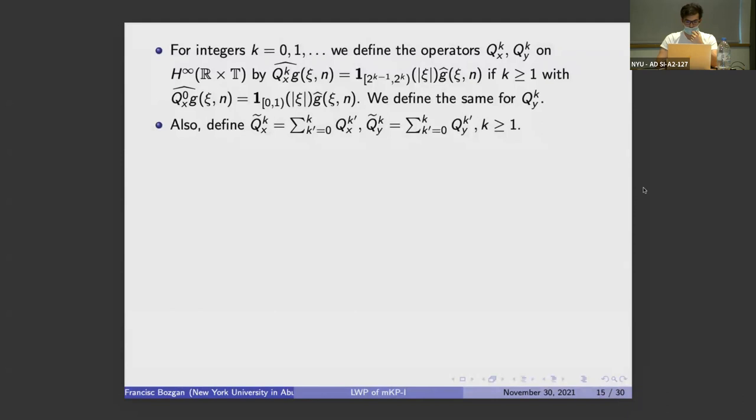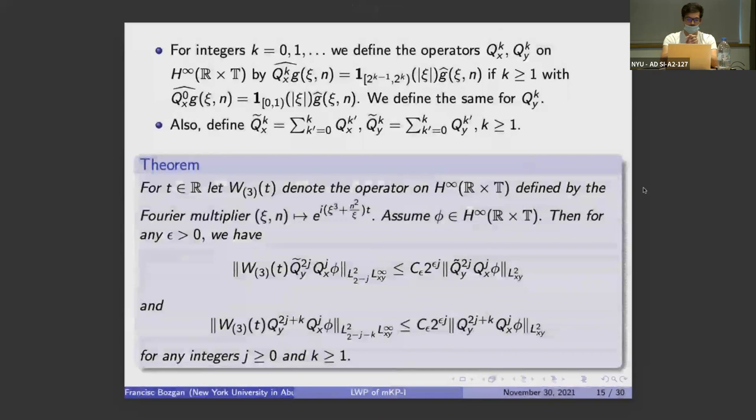After we know these cutoff operators, we have the following dispersive estimates, the Strichartz estimates, for our problem. If W_3(t) denotes the operator on H infinity of R cross T, given by the Fourier multiplier exponential of i(ξ^3 + η^2/ξ)t, as you see, the thing in the exponential is just the Fourier symbol of the KP part.